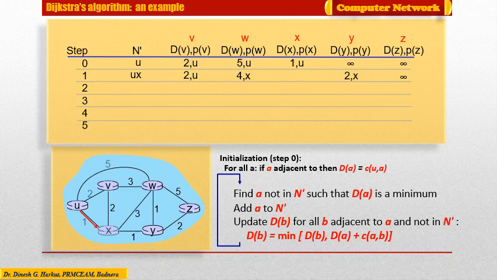From X to Z, as there is no direct link between X and Z, the value is set to infinity. Now after the first iteration, the smallest value among these is 2. Value 2 is repeated for two different nodes. There is a tie, so we will break the tie and take, for example, Y as the next node, which will be added in the subset N dash.